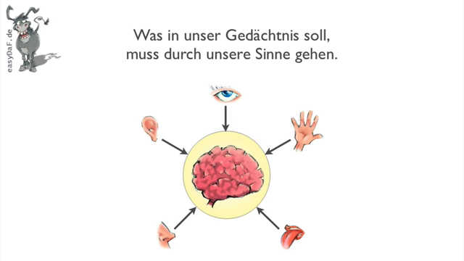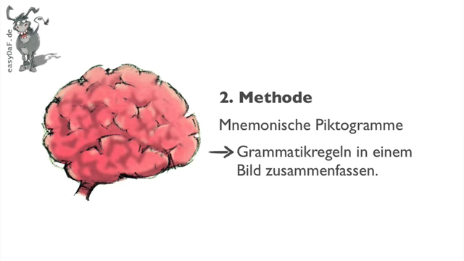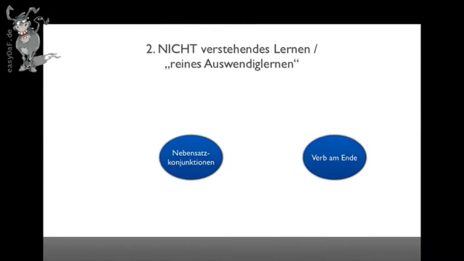Today I want to show you the second method of centralizing, which I call the method of mnemonic pictograms. Well, what does that mean? Today I'm going to show you how you can wrap up certain chunks which use the same grammar rules in just one little image. So you can learn everything by just one sight. Okay, let's have a look.